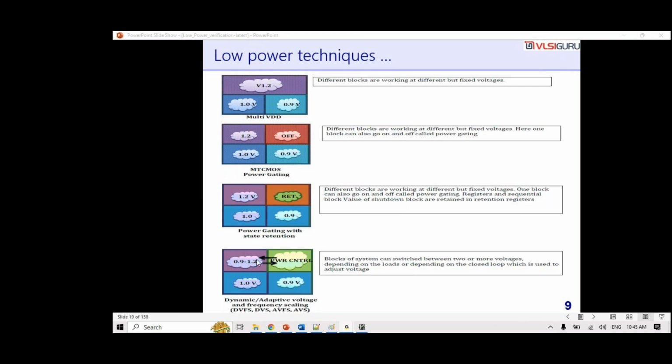Let's say at 1.2 volts I get high performance. At 0.9, I don't get the same level of performance, but I'm okay with that. On a positive note, the advantage I get is reduced power consumption. That is where you can do the voltage scaling. That is what we call dynamic voltage scaling, or adaptive voltage scaling, which will be done by the power controller. And who will control the power controller?